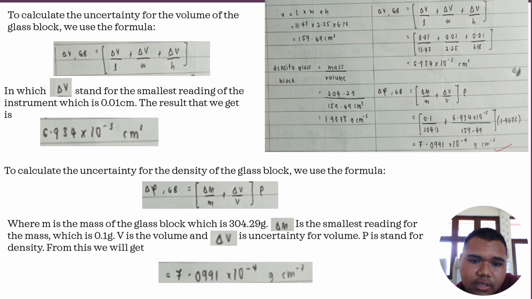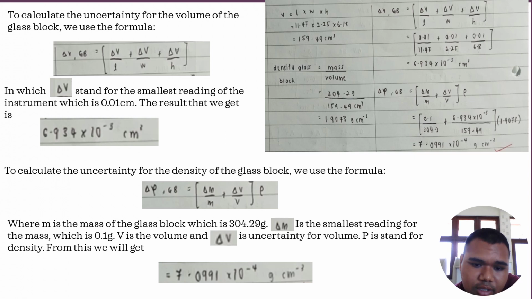To calculate the uncertainty for the volume of the glass block, meanwhile, we will use the formula shown here, in which delta V stands for the smallest reading of the instrument, which is 0.01 cm. The result that we get is here.